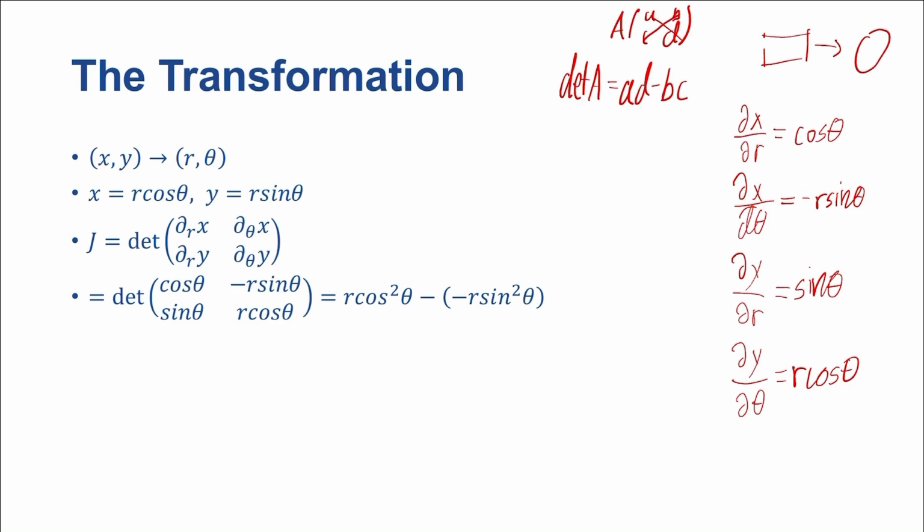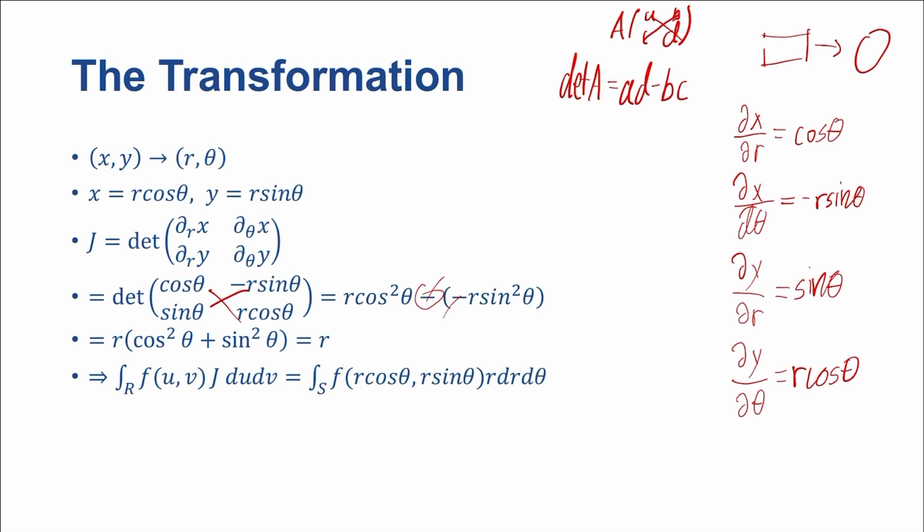So we're going to multiply these two terms, so cosine theta times r cosine theta. We get r cosine squared of theta. Then we multiply these two terms, sine theta times negative r sine theta. We get negative r sine squared theta. But of course we're subtracting this because this is the determinant. Then we can cancel out these negative signs. Then we get plus. So we get r times cosine squared theta plus sine squared theta. Of course that's equal to r because cosine squared theta plus sine squared theta is equal to 1. So we get r times 1, which is r.